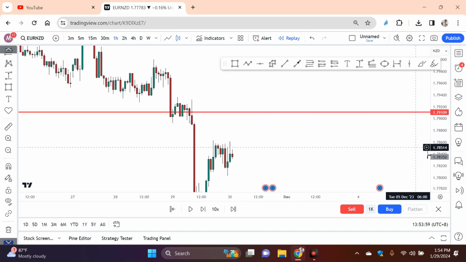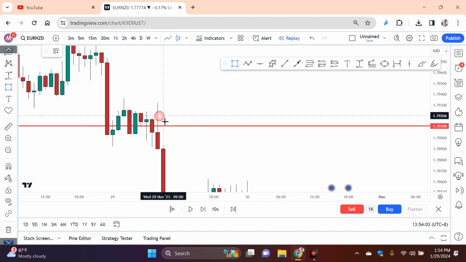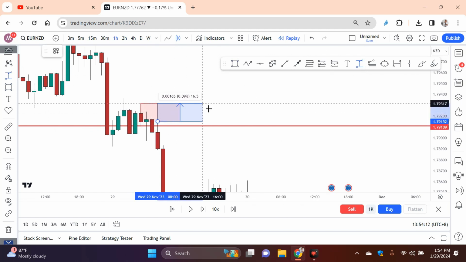So now once I go to a lower time frame a little bit, what did I notice? I noticed that there is this fresh zone right here, right? This is a very fresh zone. So this was my zone, and the zone was only 16 pips.